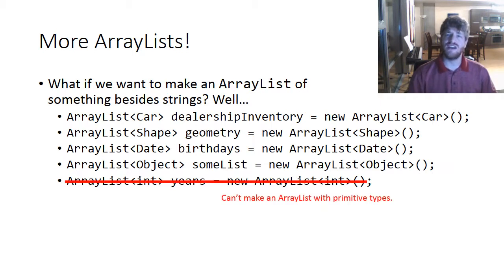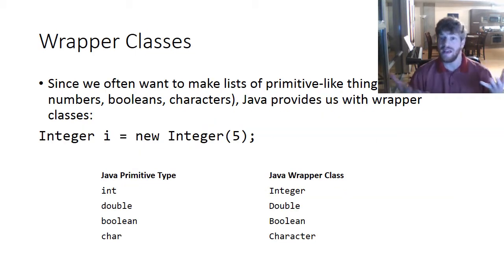Actually, it turns out that you can't make an array list with a primitive type. Because of the way generic classes work, you can only use reference types. And remember that primitives are value types. So we can't make an array list with ints. But it seems like this is something that we should be able to do. We want to make lists of primitive-like things. We want to make lists of numbers and lists of booleans. So how do we do that?